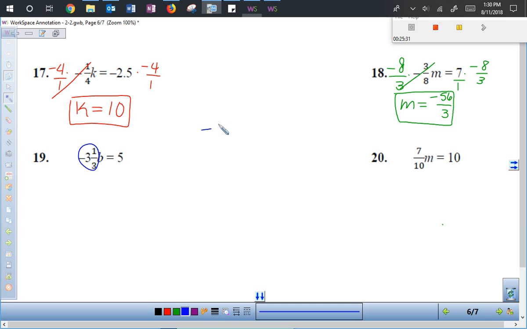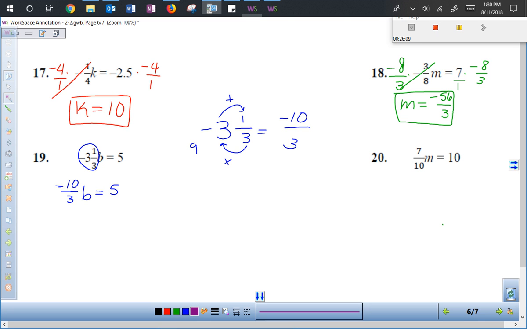So remember, to turn a mixed number into an improper fraction, you need to start with the denominator of this fraction that's attached to the mixed number. So this is 3, and I want to multiply it by the number in front. So I'm going to take 3 times 3, which gives me 9, and then I want to add that to the numerator. So 3 times 3 is 9, plus this numerator of 1 gives me negative 10, because I have a negative sign here, over 3. So this is actually negative 10 thirds b equals 5.